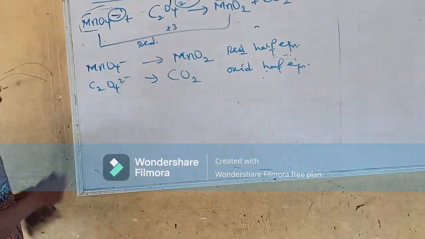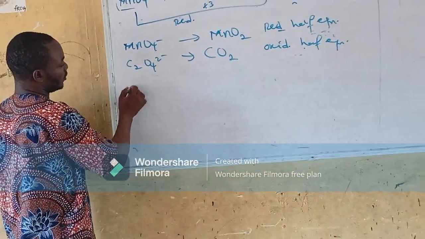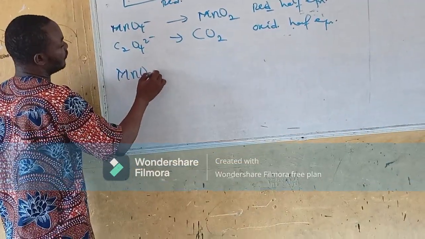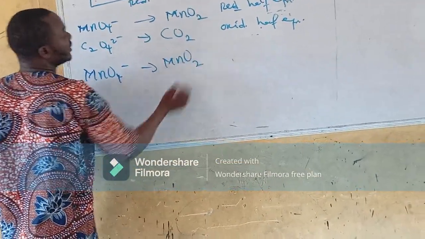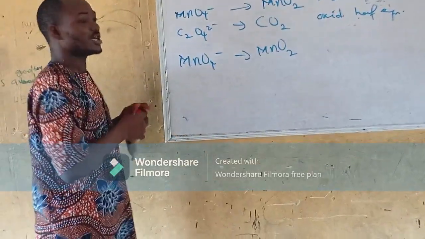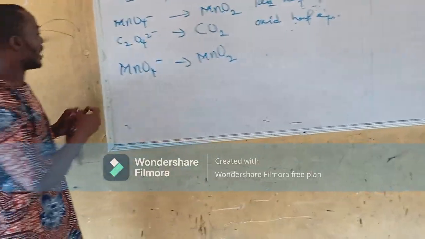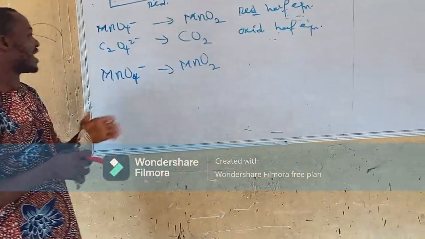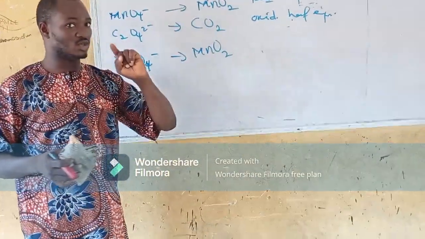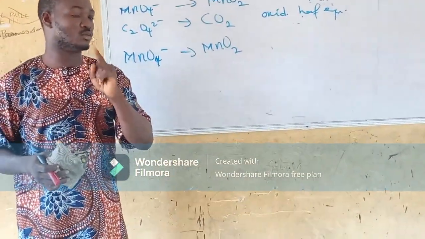Now, first of all, let's do manganese first. So we have MnO4 minus to MnO2. Now, if it was said to be in acidic medium, since we have 4 oxygen here and 2 oxygen here, you would add 2 extra water here. But in this case, it's basic medium.